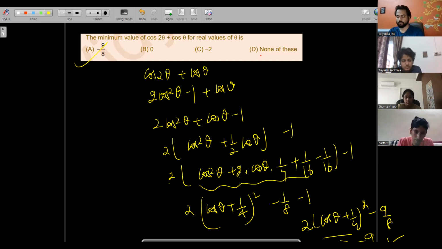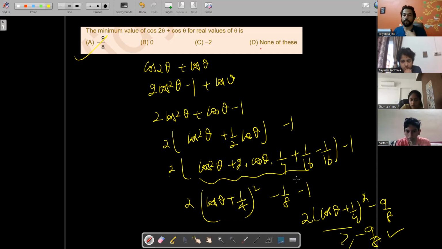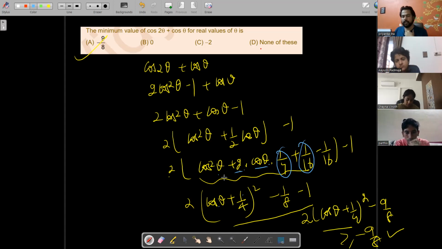So how did you write it as minus 1 by 8? Where? In the second to last equation: cos theta plus 1 by 4 whole squared minus 1 by 8 minus 1. Yes, sir. See, this is a square plus 2ab plus b square. It will become a plus b whole square. Yes, I got it. And 2 is multiplied to each term, so this will become minus 1 by 8. Okay, understood.